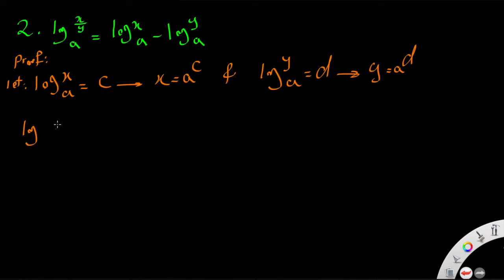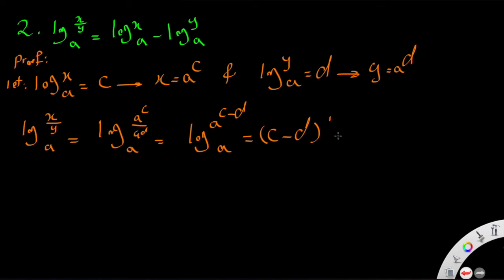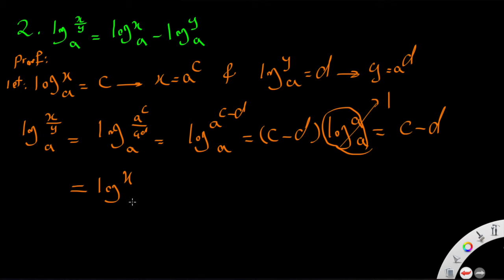Now log of x over y to the base a will be equal to log of, now instead of x I put a to the power of c over a to the power of d to the base a. It would be log of, powers are subtracted here, it will be a to the power of c minus d to the base a is equal to, power, to bring it outside the logarithm, it will be log of a to the base a. Log of a to the base a is 1, so what remains is c minus d, which is equal to, what was c? Replace them back. C is log of x to the base a minus d, what was d? Is here log of y to the base a. The second property was for division of logarithms.